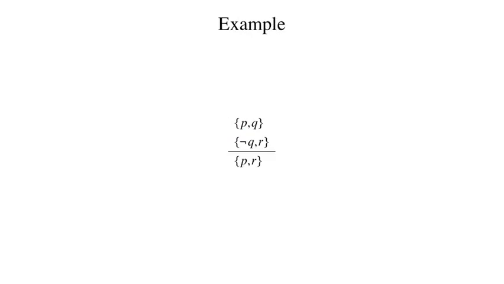The case we just discussed is an example. If we have the clause P or Q, and we also have the clause not Q or R, then we can derive the clause P or R in a single step.